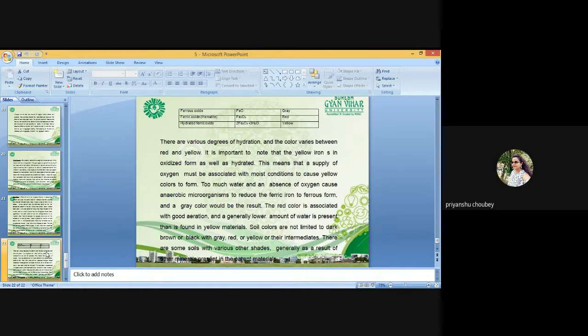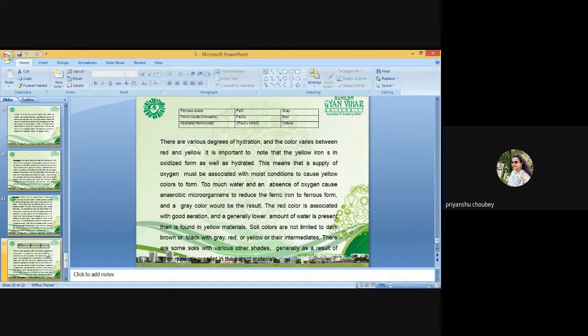Example: black and red soil exist side by side in Andhra Pradesh. Soil color may vary with depth in the soil profile and from place to place in the landscape. The soil horizon may have colors of the same hue but different chroma and value.